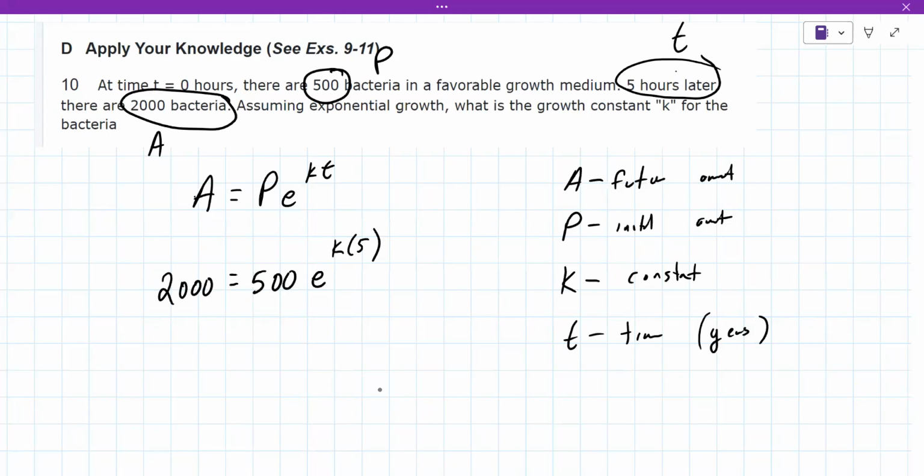Let me know when you get caught up here. Yeah, I'm caught up. All right, so our goal is to solve for K, and in principle, we can do that. There's only one variable, E is not a variable, K is the only letter here. To do that, we're going to first divide by 500. So on the left, it's 4 equals E to the 5K.